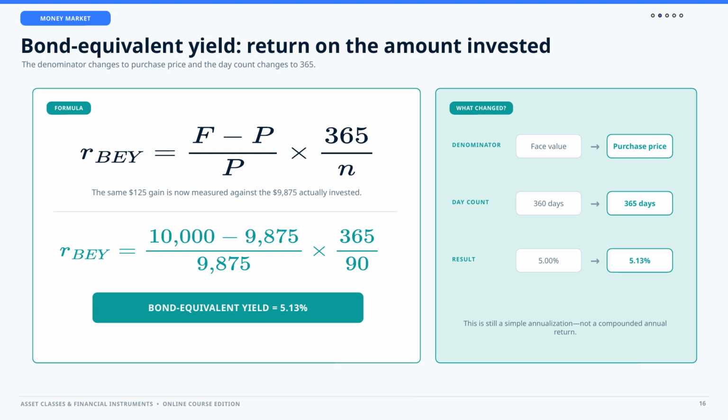The same $125 gain is divided by $9,875 and then annualized over 90 days. The result is approximately 5.13%. This measure is more comparable to the simple annualized yield quoted on many coupon-bearing instruments. However, it still assumes simple annualization. It does not show the effect of reinvesting and compounding the return throughout the year.